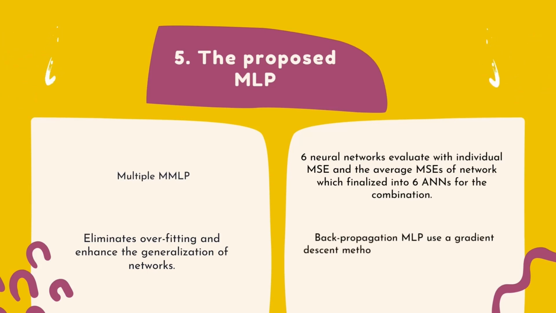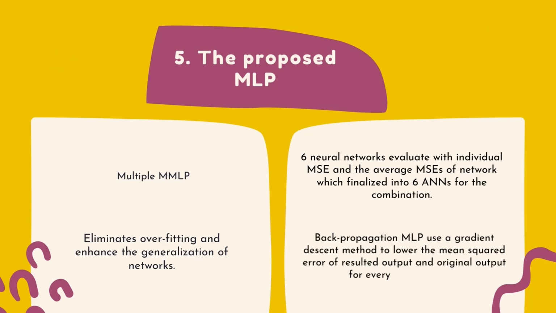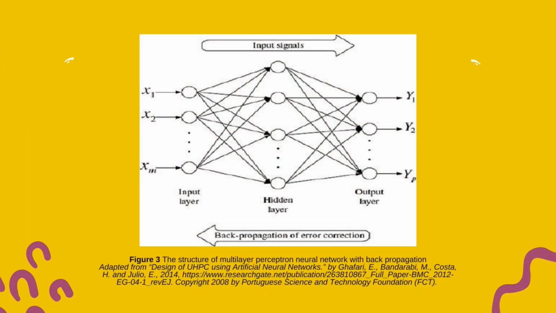Backpropagation type of MLP is used as it can apply a gradient descent method to lower the mean squared error of the resulting output and original output for every input vector. Here is an example of the structure of MLP of neural networks with backpropagation that was taken from Ghaffari et al. 2014.